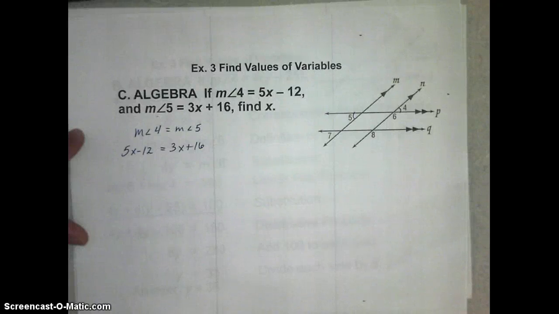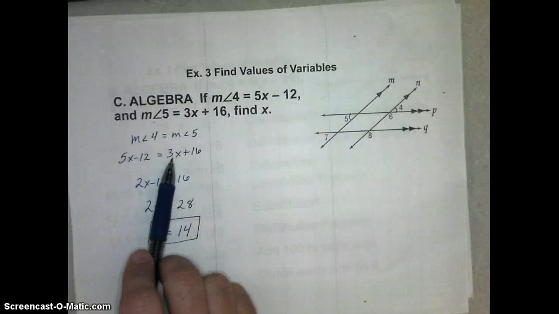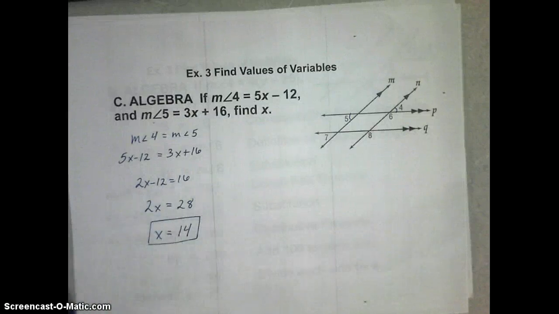All right, take a few minutes, pause the video, and solve that equation for x, and then we'll check our answer. All right, if you need more time, pause the video, but this is what we should get. When I subtract 3x from both sides, I get 2x minus 12 equals 16. When I add 12 to both sides, I get 2x equals 28. And when I divide both sides by 2, I get x is 14.